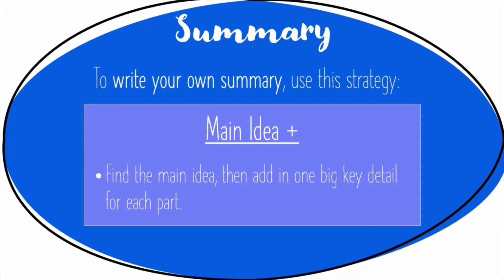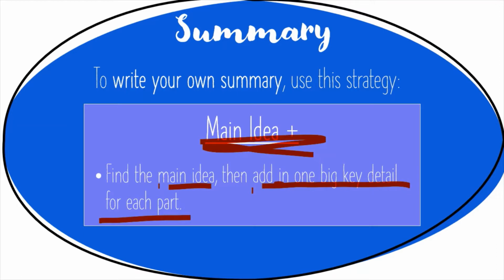To write summaries like fifth graders, we learned earlier in the week that a summary is just the main idea plus the most important key details. So the strategy that we're going to use is called main idea plus. And the big idea is that we're going to find the main idea, and then we're going to add in one big key detail for each part. So that's the same idea that we use for main idea. We're going to use that here, but we're going to build off of it.